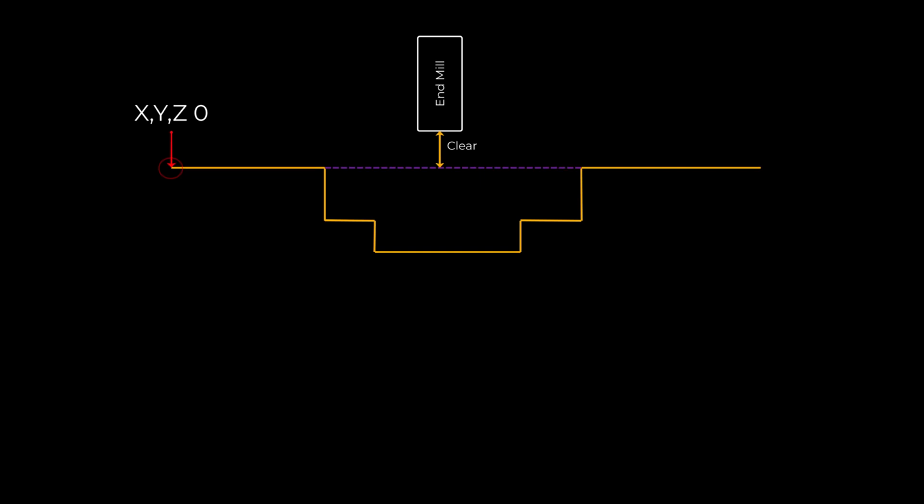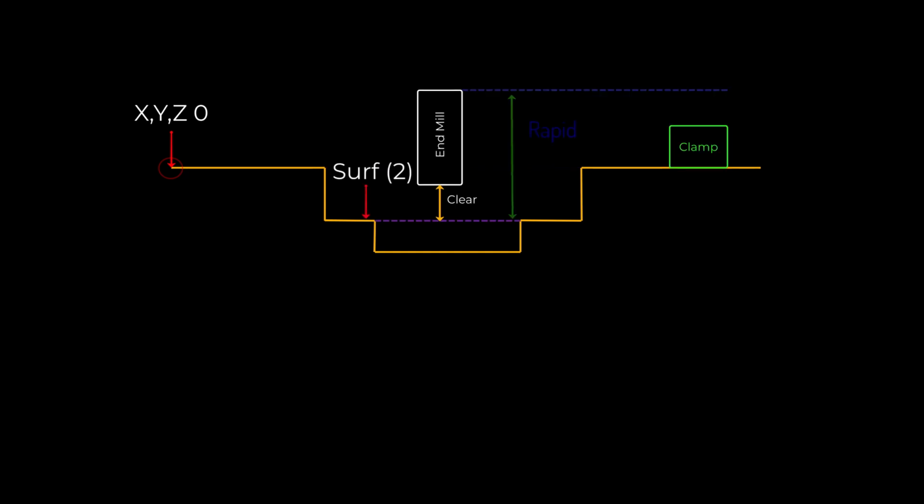When would surface height change? When the feature starts below the surface 1. As mentioned, we do not want to start feeding from the clearance of surface 1. You can imagine waiting a long time if surface 2 was quite deep.